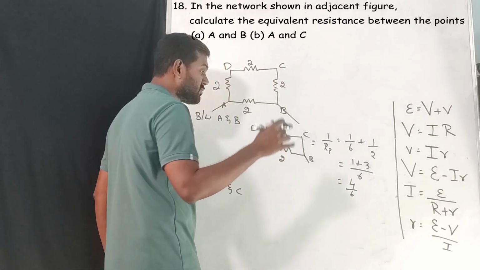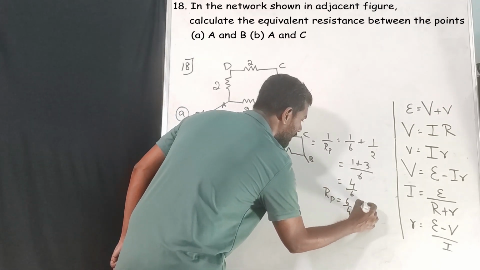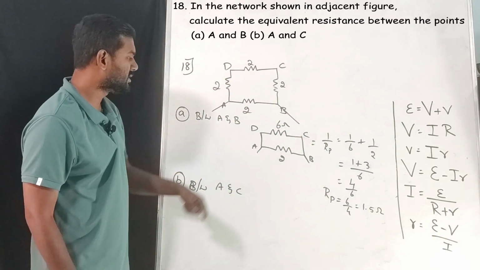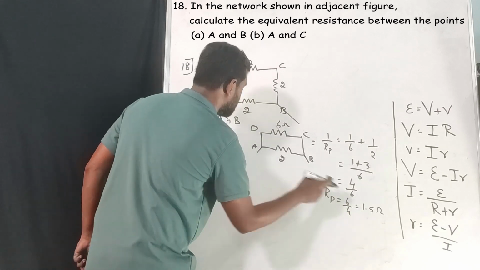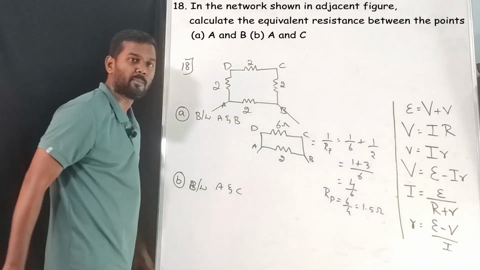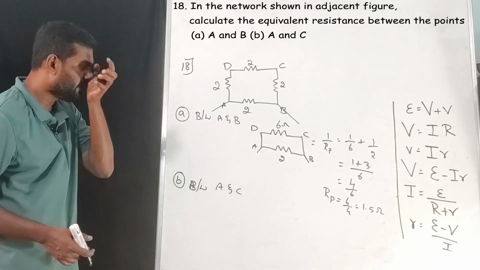It's not Rp, it is 1 by Rp. So Rp is equal to 6 by 4, that will be 1.5 ohms. So this is the answer. The final answer, the resistance between A and B, will be 1.5 ohms. That's it. We'll apply the same concept between point A and C.